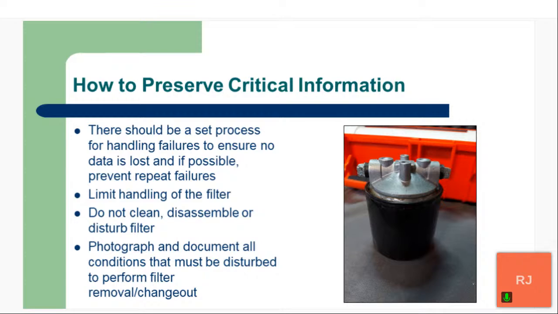So the first thing we want to do is preserve our critical information if we have an issue with the filter and we would like to do some analysis on that. So the first thing we want to make sure is that there's a set process for handling failures to ensure that none of our data is lost and we can prevent repeat failures in the future by performing our analysis and understanding, was there a mistake that was preventable and is preventable in the future.